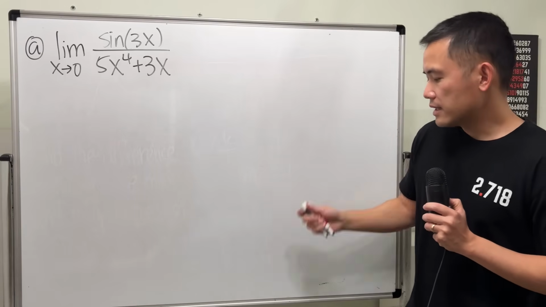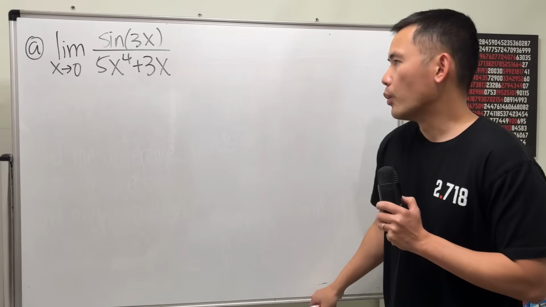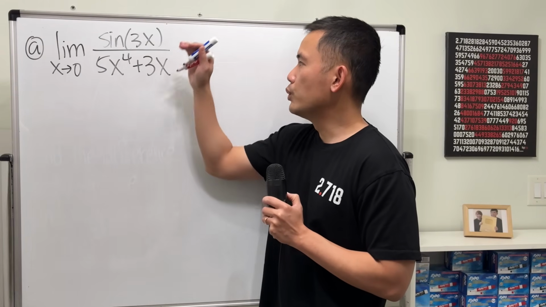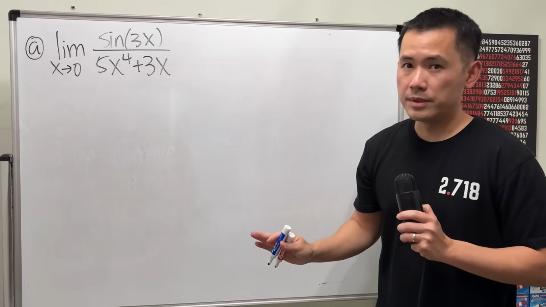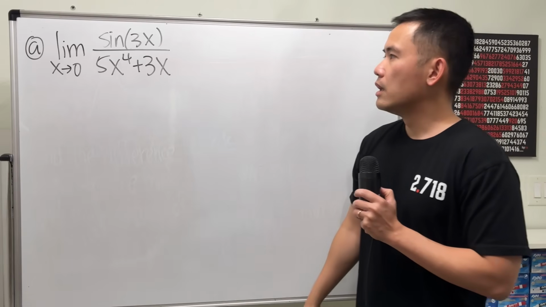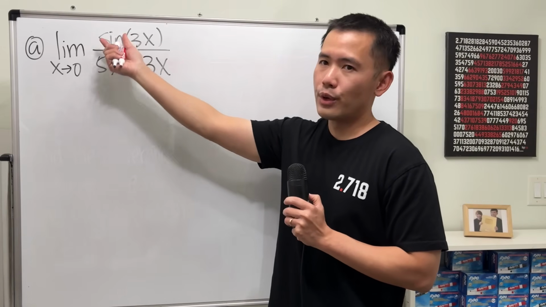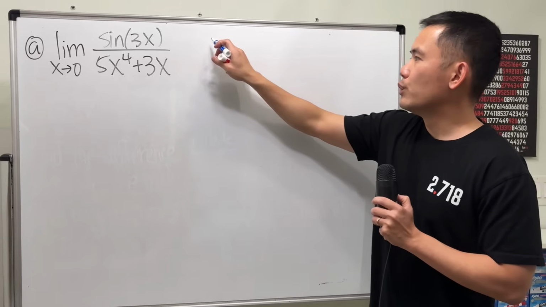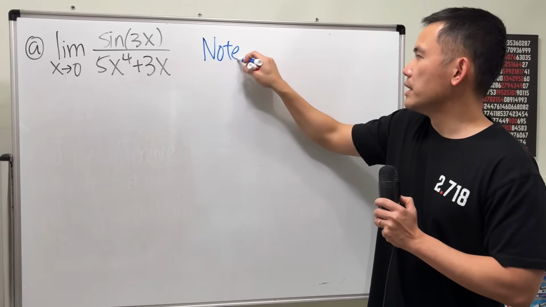So to evaluate this kind of limit, notice that when we plug in 0 into all the x's, we will have 0 over 0. It's indeterminate. We cannot draw any conclusion. However, we do have the sine right here, right? So that's a big hint that we will have to use the following limit.